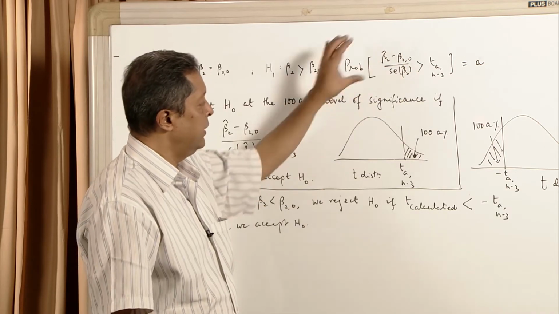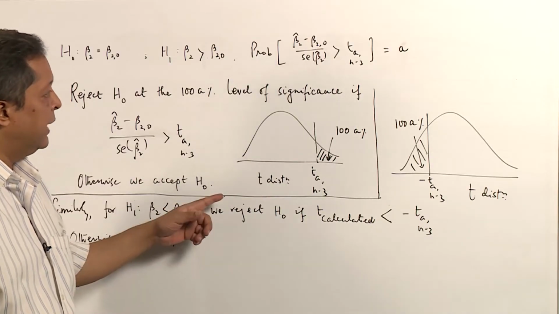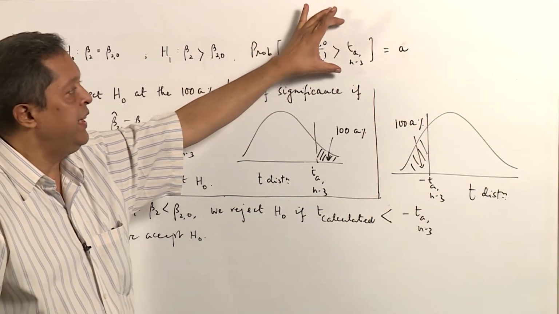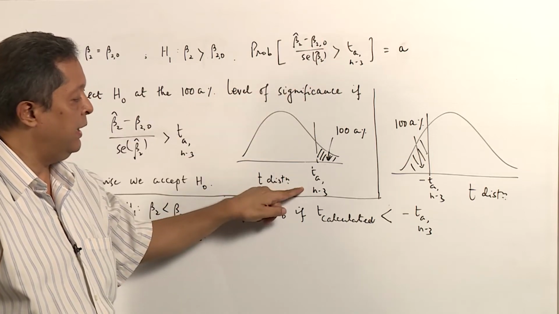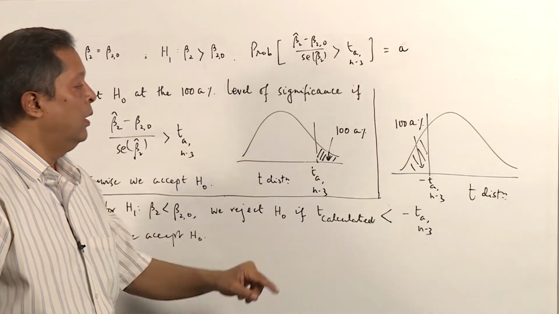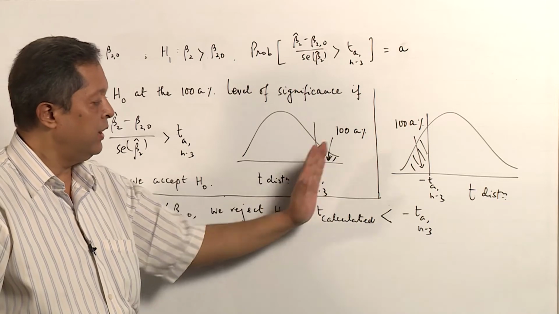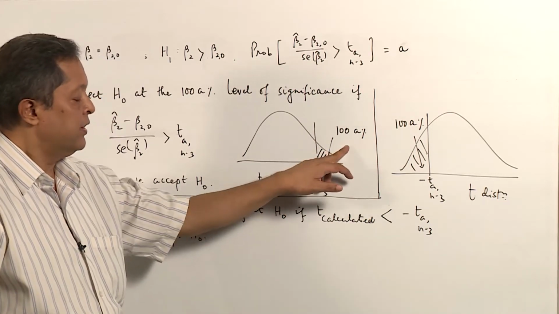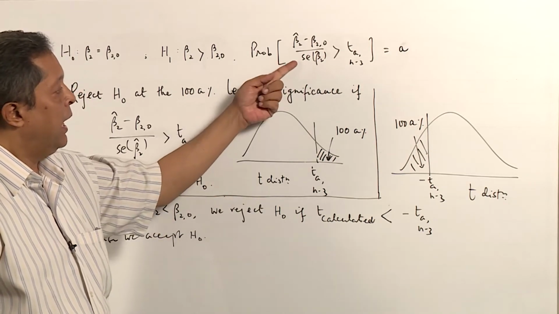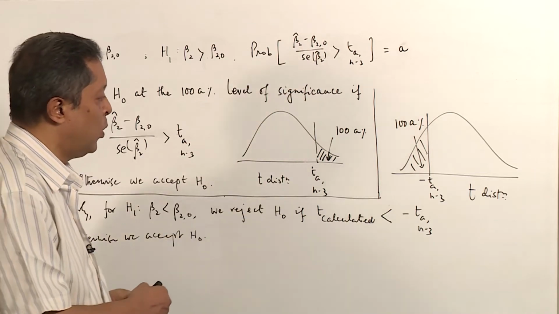So, how does this get reflected in the t distribution? From this diagram we see that the probability of the calculated value of the t statistic exceeding this particular value t a with n minus 3 degrees of freedom is only a. So, if a is 0.05, then we can say that the area to the right of this post is 5%, and therefore, in 95 out of 100 cases we will have this value, calculated value of the t statistic, lying to the left of this post.